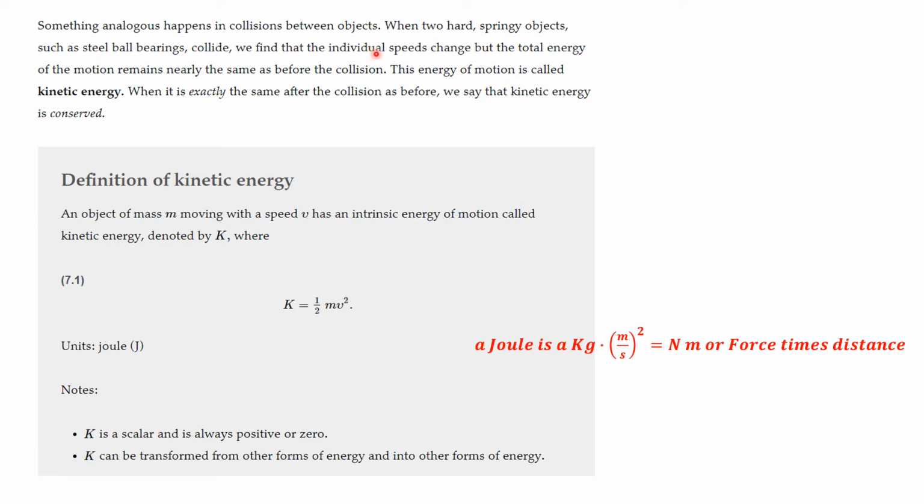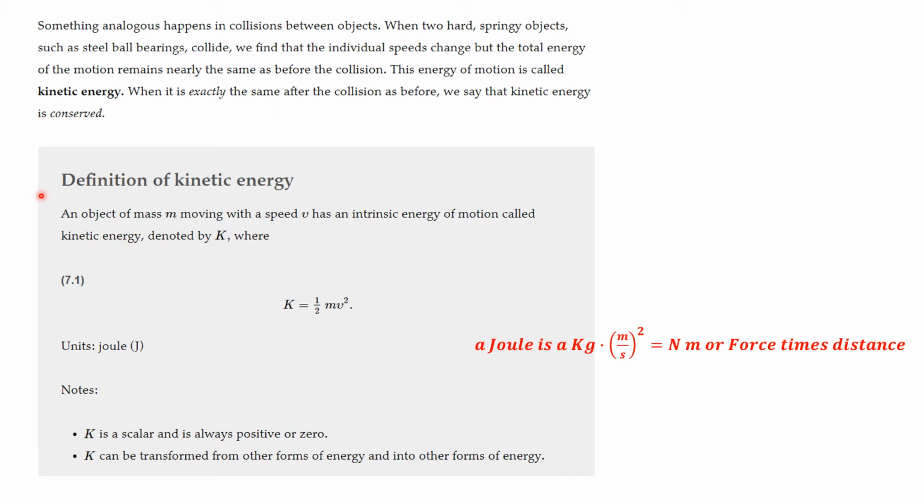Something analogous happens in collisions between objects. When two hard, springy objects, such as steel ball bearings, collide, the individual speeds change, but the total energy remains nearly the same as before the collision. This energy of motion is called kinetic energy. Kinetic means motion. When it is exactly the same after collision as before, we say kinetic energy is conserved.